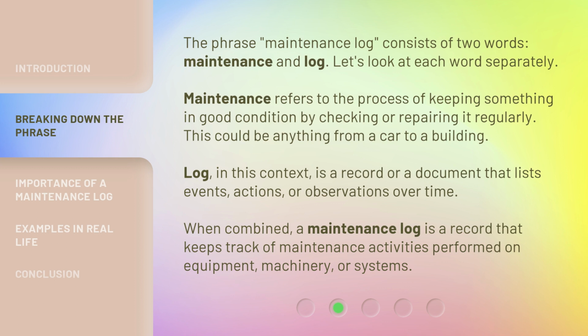Log, in this context, is a record or a document that lists events, actions, or observations over time. When combined, a maintenance log is a record that keeps track of maintenance activities performed on equipment, machinery, or systems.